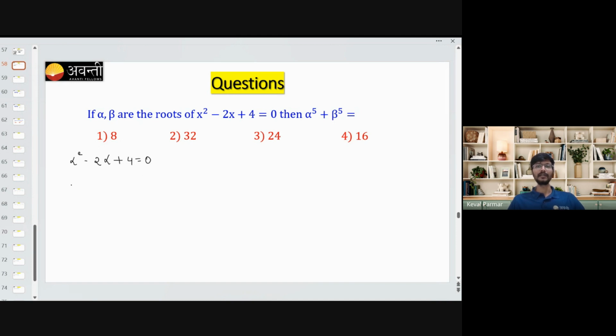Now, what do I want, guys? I want alpha raised to the power 5. So that means we need to square the equation, but we'll not directly square it. We'll do something like this. Alpha square plus 4 is equals to 2 alpha. And now we'll square it. So after squaring, what do we get, guys? We get a square plus 2ab plus b square. So alpha to the power 4 plus 8 alpha square plus 16 is equals to 4 alpha square.